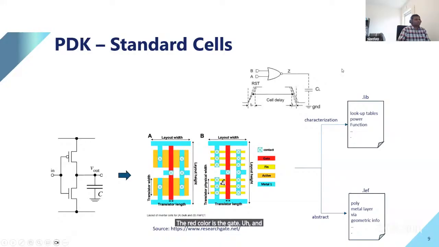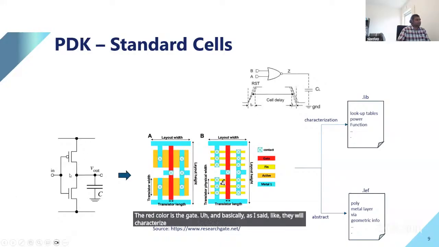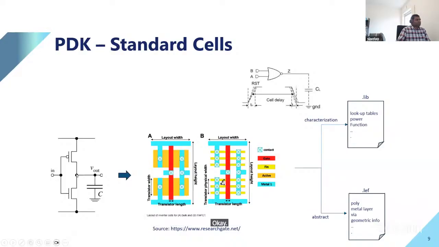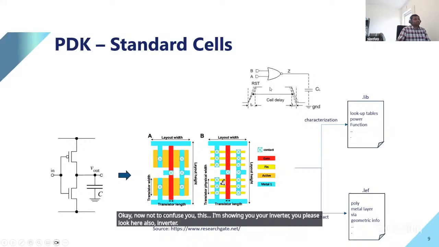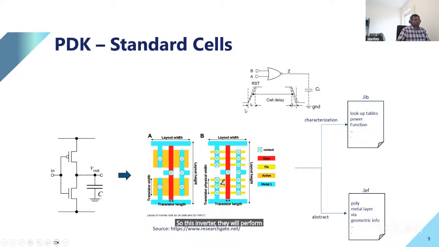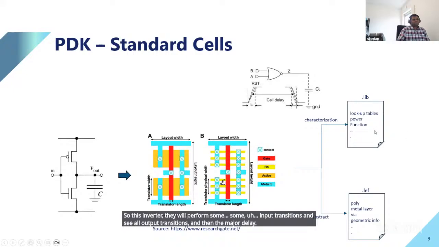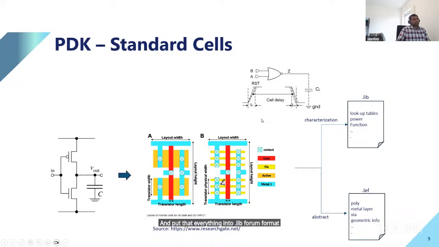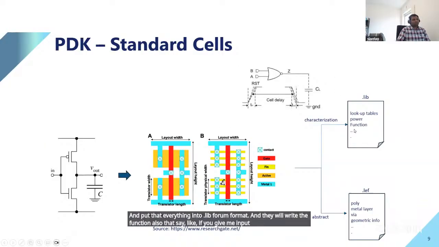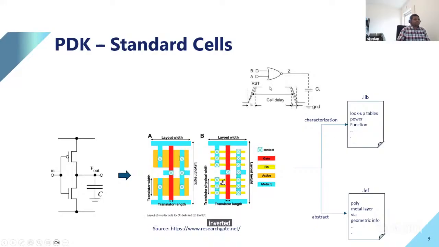And basically, as I said, they will characterize this standard cell. Not to confuse you, I'm showing an inverter here, and please look here, also an inverter. For this inverter, they will apply input transitions, observe all output transitions, measure the delay, and put everything into .lib format. They will also write the function, saying that if you give me input A, the output will be inverted A. This kind of information you get in the .lib format, which I just showed you.